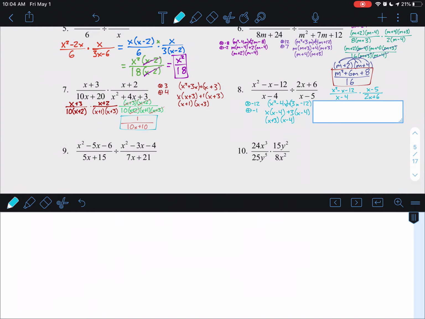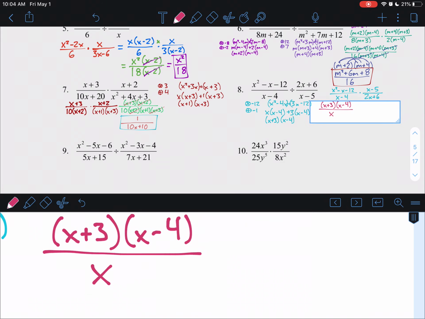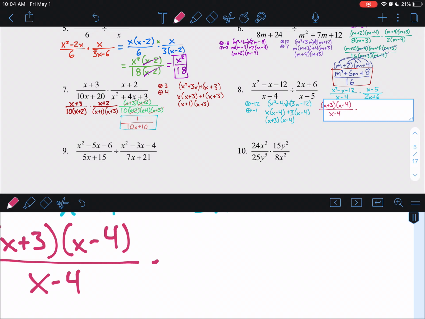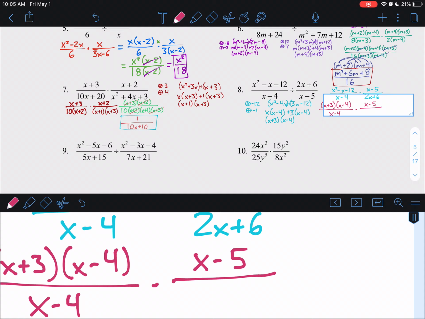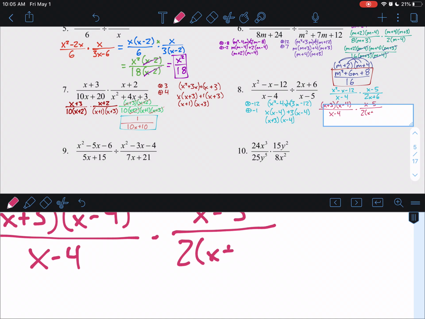So I rewrite this. My new numerator, in a different color, is x plus 3 times x minus 4. My denominator on that first fraction can't be changed, so that stays x minus 4. In my second fraction, the numerator x minus 5 can't change either, so that stays x minus 5. Then I have 2x plus 6, which is just a binomial, and I can factor it easily because the GCF between 2x and 6 is 2. So I got 2 times x plus 3.